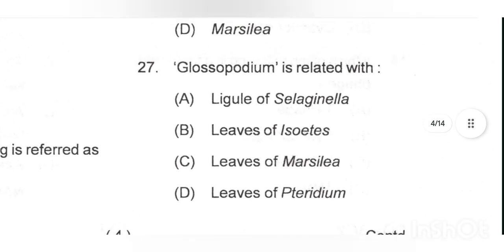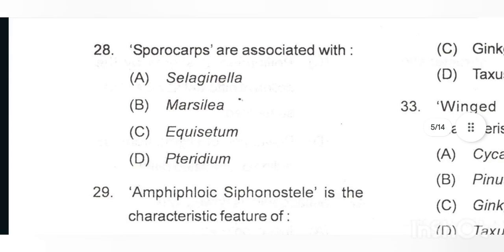Then question number 27, glossopodium is related to, it is a very very important question. Glossopodium is related to the ligule of Selaginella. What is a ligule? It is a small outgrowth present at the leaf base of Selaginella species. It is a water absorbing structure which helps to keep the leaf and sporangium moist. Then question number 28, sporocarps are associated with Marsilea. The spore bearing organ of Marsilea is called a sporocarp.